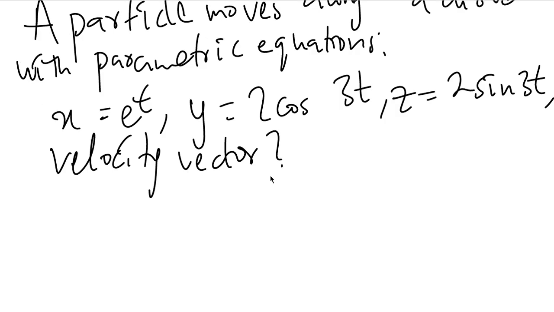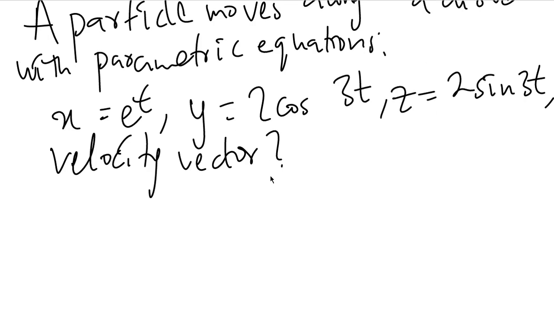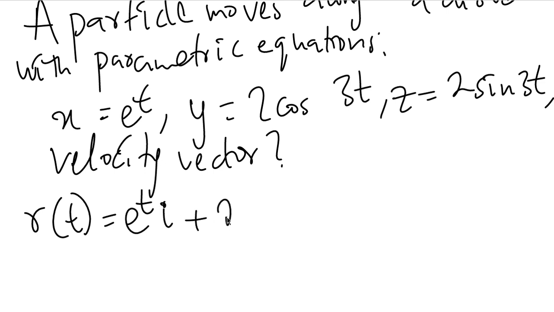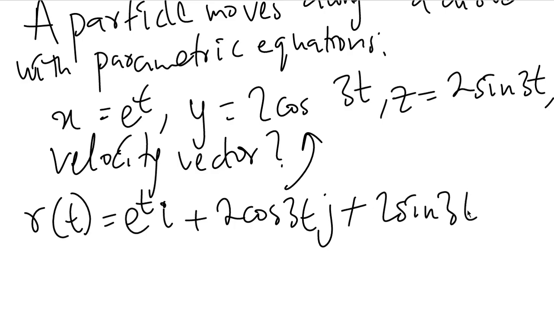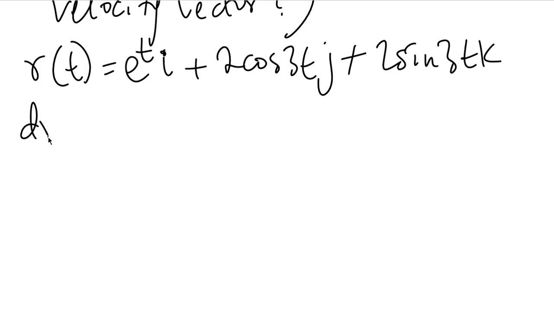So with the question now, x equals e to the t, y equals 2 cos 3t, and z equals 2 sine 3t. So this relates to the position vector at that particular time t, right? So for the velocity vector, we first of all write down the position vector as e to the power of t i plus 2 cos 3t, which corresponds to the y coordinate, j, and then plus 2 sine 3t k. So the next thing is to get the velocity vector, which is to get the differential of the r vector.